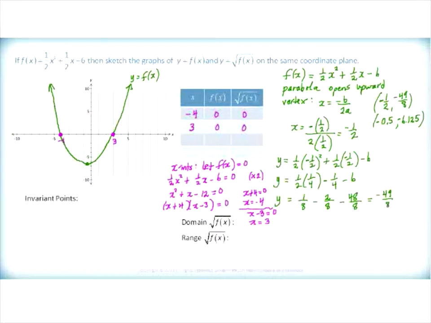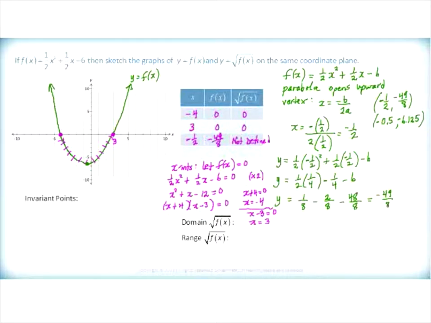When x was equal to negative 1/2, f of x was equal to negative 49 over 8. Notice that the square root of a negative number is not defined. That will be true for any values of f of x that are less than 0. So the values between negative 4 and positive 3 will not provide us with any points on the graph of the square root function because we cannot take the square root of a negative number.